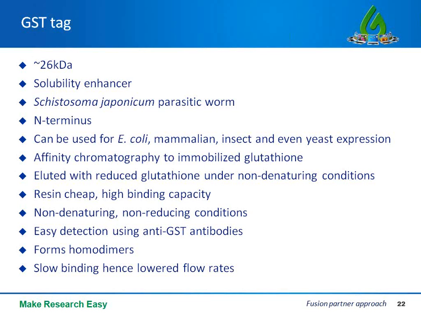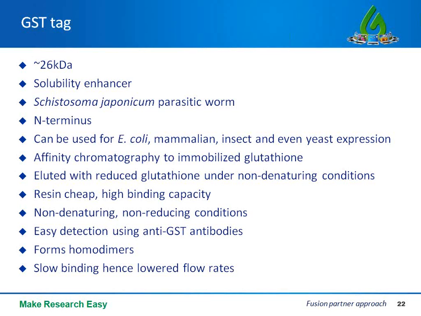It doesn't mean you can't use it. You could still use it at the C-terminus as an affinity tag. Now GST has been used for recombinant expression in E. coli, mammalian cells, insect cells, and even in yeast. So in that sense it's really versatile.